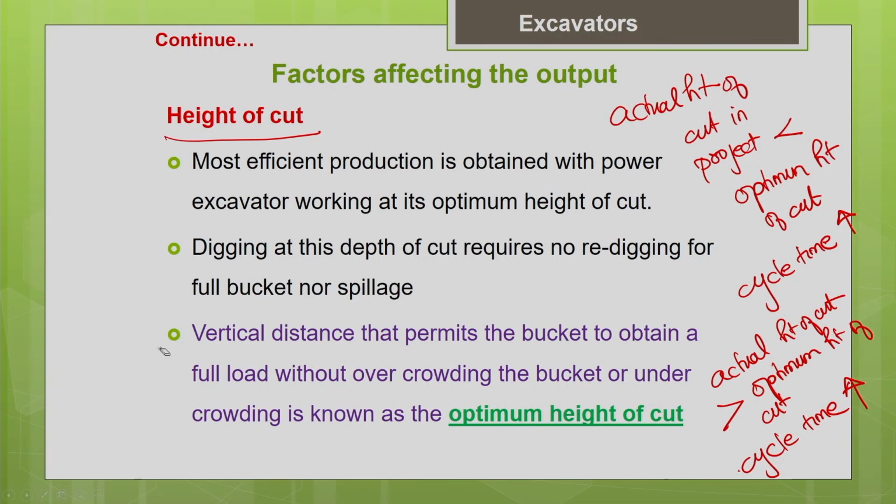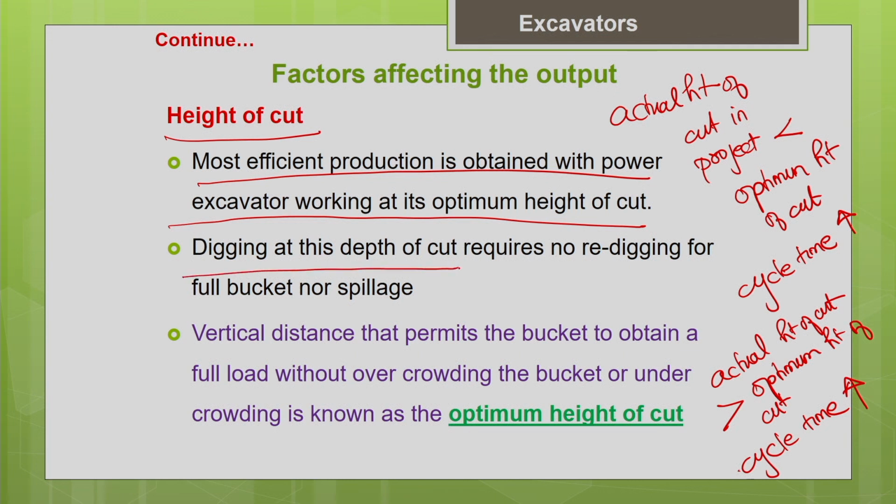So, that is what is discussed in this slide. The most efficient production is obtained with a power excavator working at its optimum height of cut. Digging at this depth of cut requires no redigging for a full bucket, nor spillage. That means when the actual height of cut of material at your project site is equal to the optimum height of cut needed for the machine, you can fill the bucket in a shorter sweep. There is no need for redigging to fill the bucket, and there won't be spillage. All these things will improve the productivity of the machine.